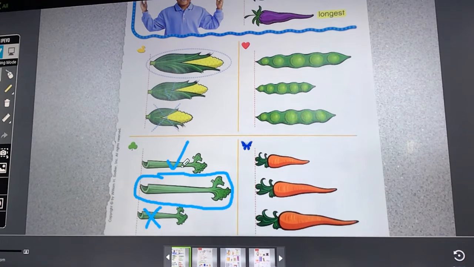Are you already done with the blue butterfly? Yeah, Mrs. Schultz is talking too much, isn't she? Because this is easy peasy.